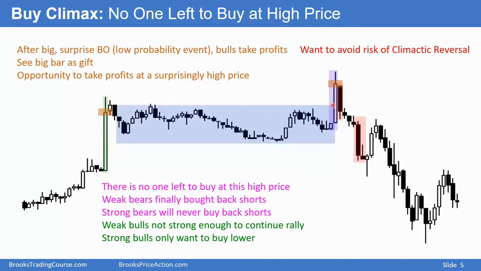The weak bulls buying late in the trend, they're just not strong enough. They don't have enough dollars to keep the bull trend going. And the strong bulls take profits, and they're only looking to buy again lower, and they'll only buy again if the bears are unable to create a bear trend. So the strong bulls will be buying here. They will not be buying after they see the strong reversal down.